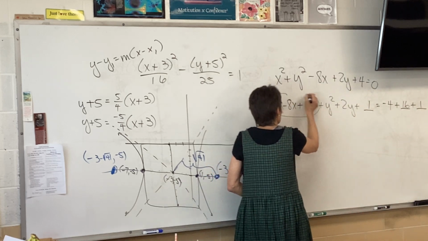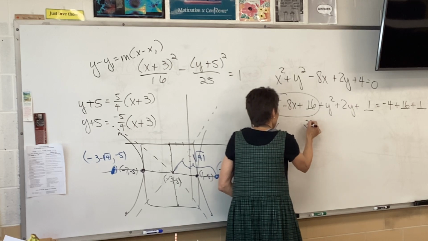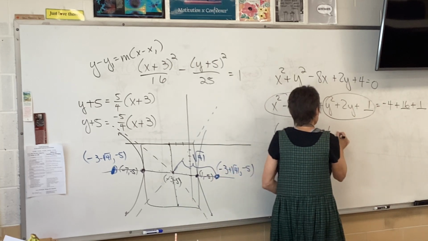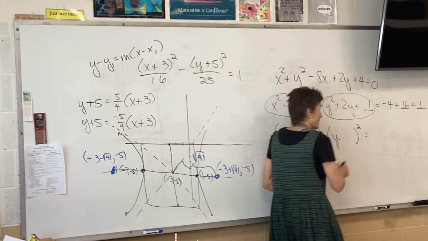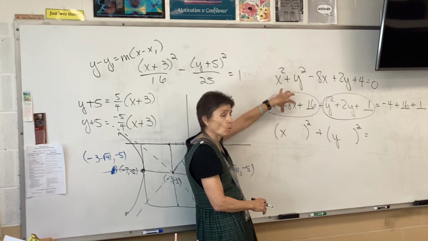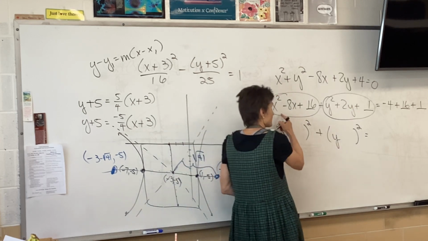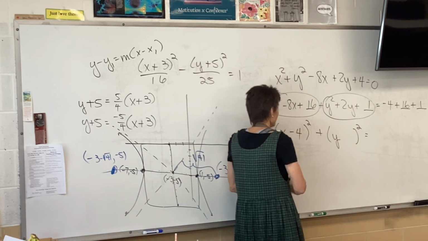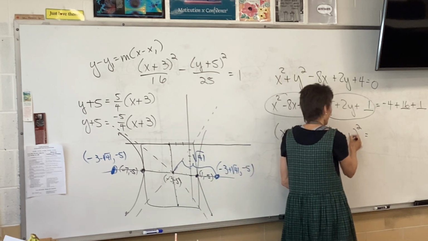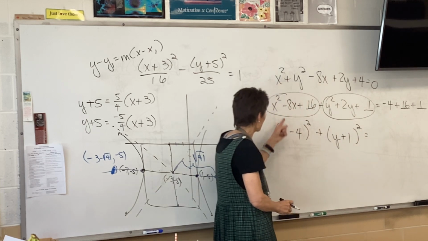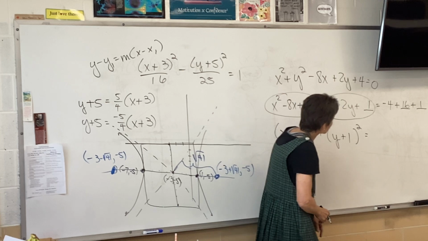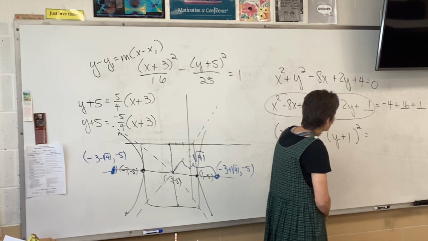Now, you have to make a parentheses squared for both the x and the y groupings. So what is our squared for this? X minus 4. And this one is y plus 1. Right? This one's a minus, this one's a plus. And now on that side, what have I got? 13.